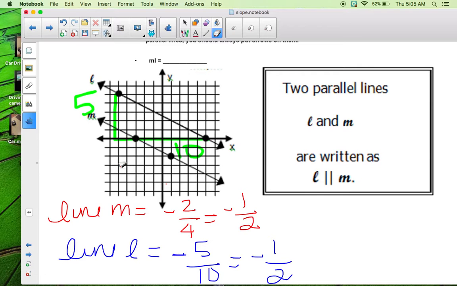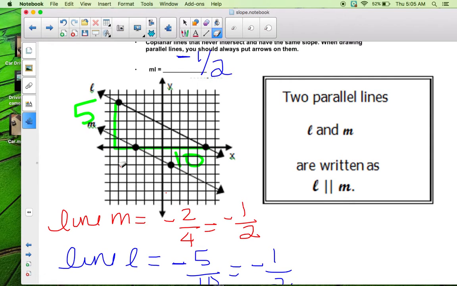So if you notice, the slopes are exactly the same, negative 1/2. Because they never intersect, their slopes are exactly the same. Parallel lines, the slopes are the same.